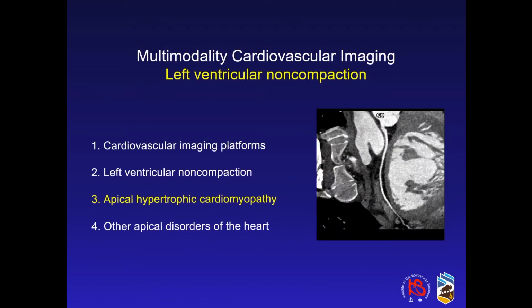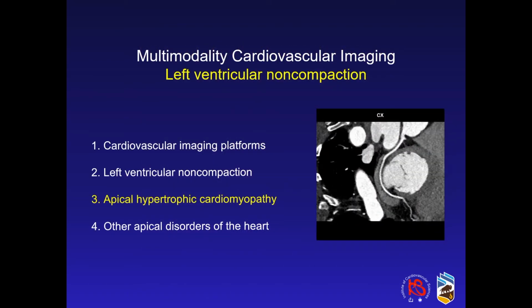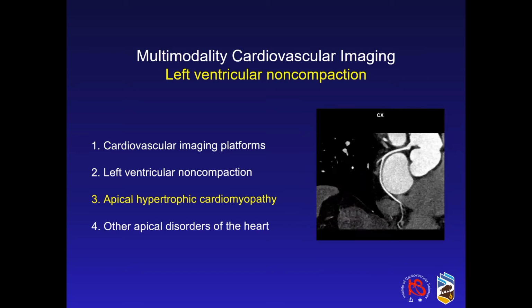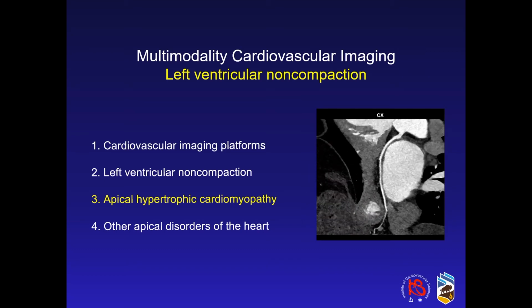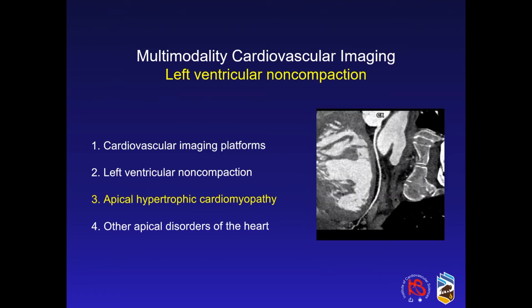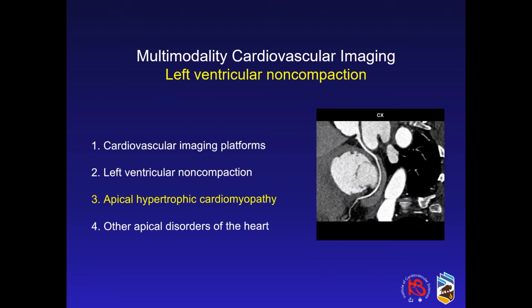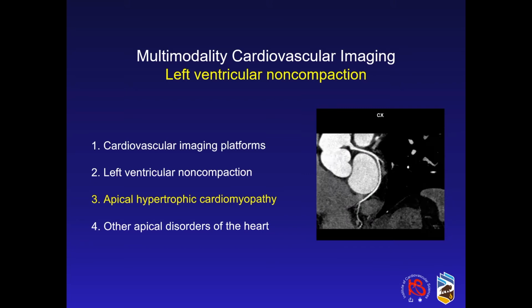Now that we have a clear idea of the various cardiovascular imaging platforms and specifically how we diagnose LV noncompaction using echocardiography and cardiac MRI, let's focus on another apical disease, that being apical hypertrophic cardiomyopathy.